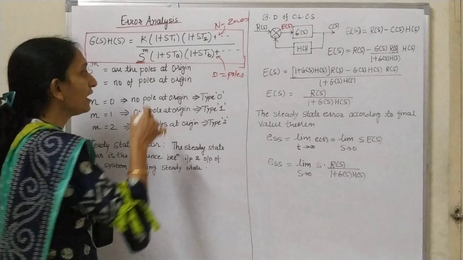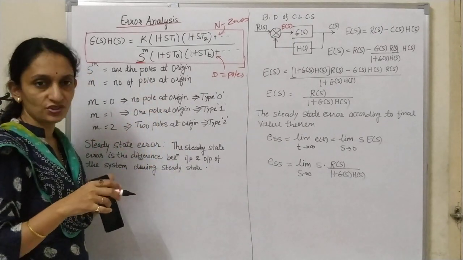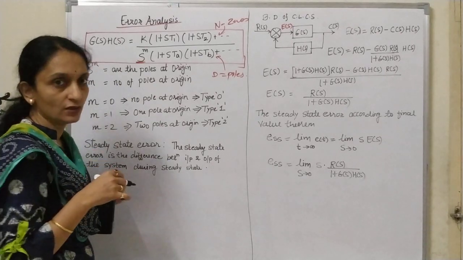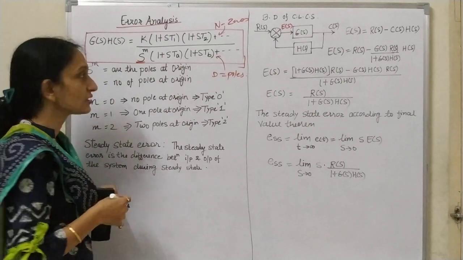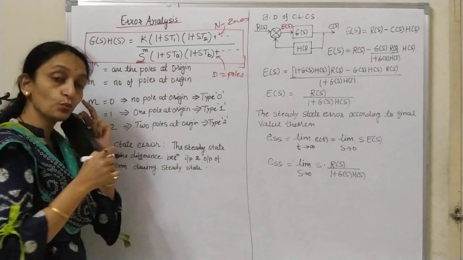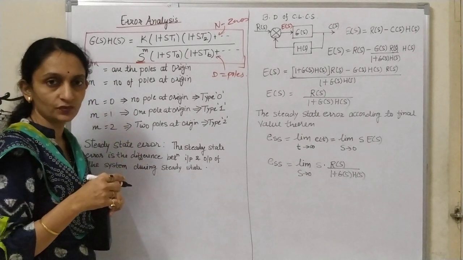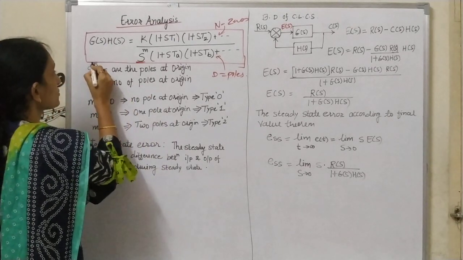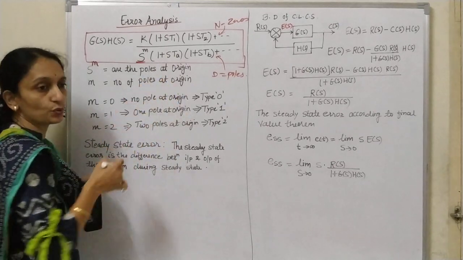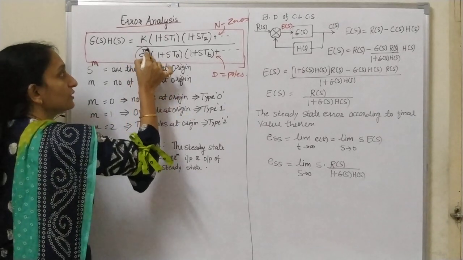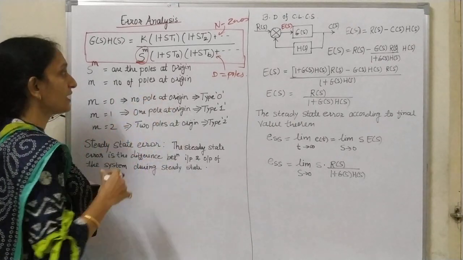So what will you say? m is equal to 0 means that no pole is at origin. So this m will define the number of poles at origin. Suppose you have m is equal to 1. In that case, what will you say? One pole at origin. Look at this, s raised to power m is there. So what is that term? These are the poles at origin. So this term will give you the number of poles at origin. m is equal to the number of poles at origin.